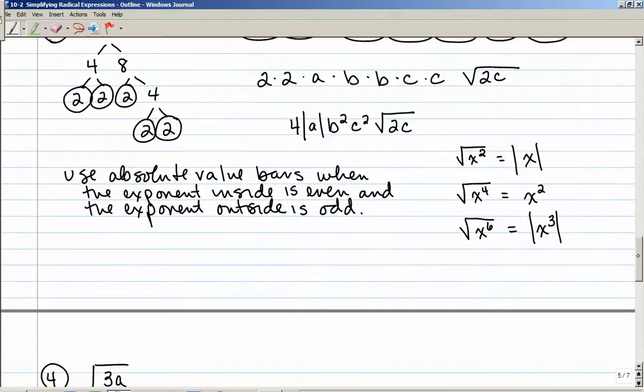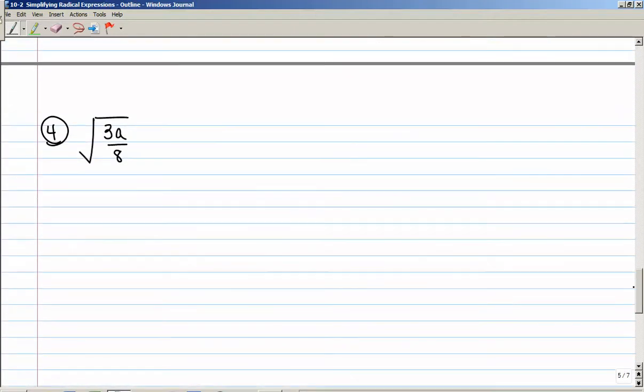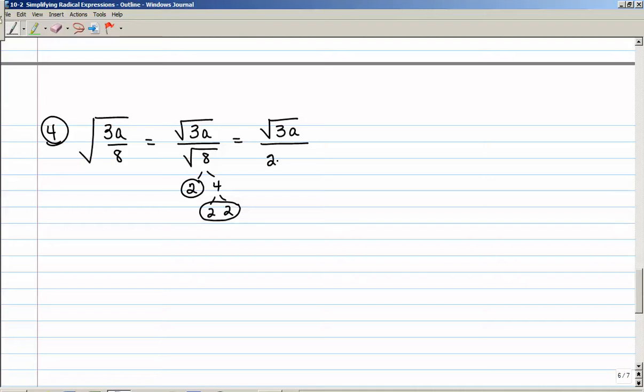Okay, let's take a look at another example here. The square root of 3a divided by 8. A couple ways you can do this. I think I'm going to do the square root of 3a divided by the square root of 8. And now the square root of 8 is a 2 and a 4 and a 2 and a 2. And I'm not going to take the time to write this all out underneath the radical sign, but I can see that these guys will buddy up, and this guy's left by himself. So this is going to be the square root of 3a over, these buddies can come out, 2 times the square root of 2.